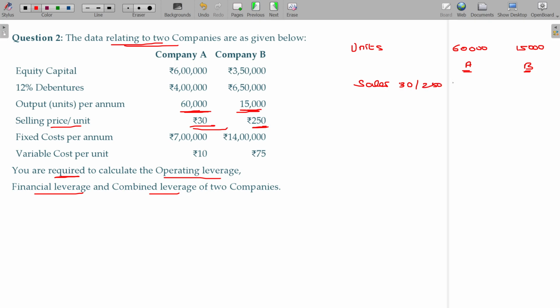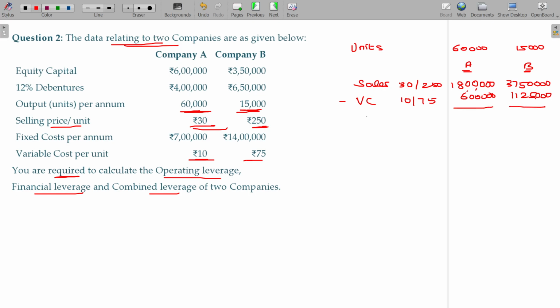30 into 60,000, how much will it come? 30 into 60,000, 18 lakhs. 250 into 15,000? 37 lakhs, 50,000. Minus variable cost, 10 and 75. 6 lakhs for A, 11.25 lakhs is for B.